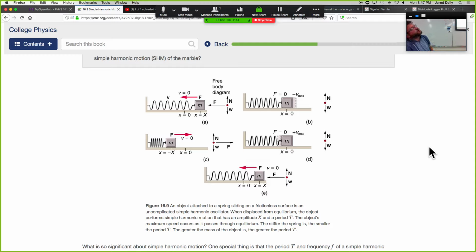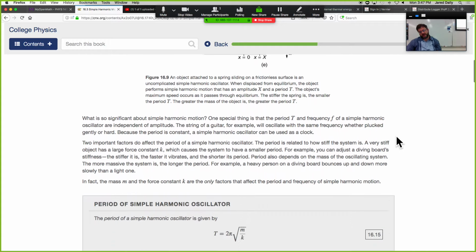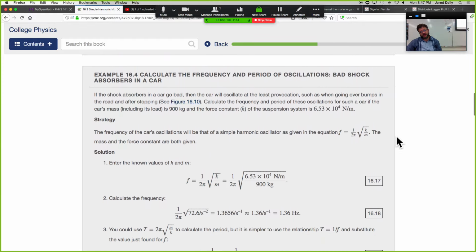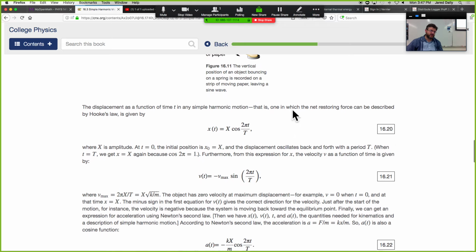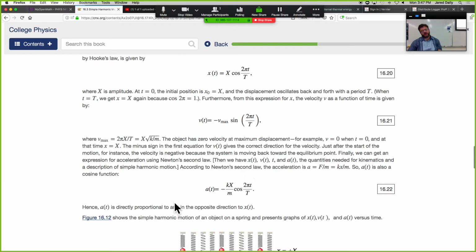But this very small motion is always going to behave according to a particular mathematical function. And that mathematical function looks like this. So if you're measuring the distance of the object away from the center point, then you take the maximum distance times the cosine of 2 pi times the time that you want to know it at, divided by the period, and you're good. If you want to know the velocity, this is the equation you use. If you want to know the acceleration, this is the equation you use.